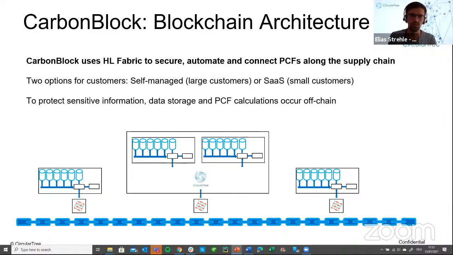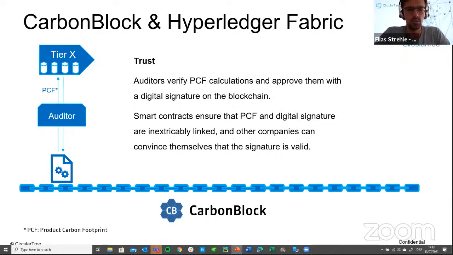Let me go a bit more into detail of what blockchain gives us in this use case in the next few slides, if you could go forward. The first use case is that we can supply trust via the blockchain.